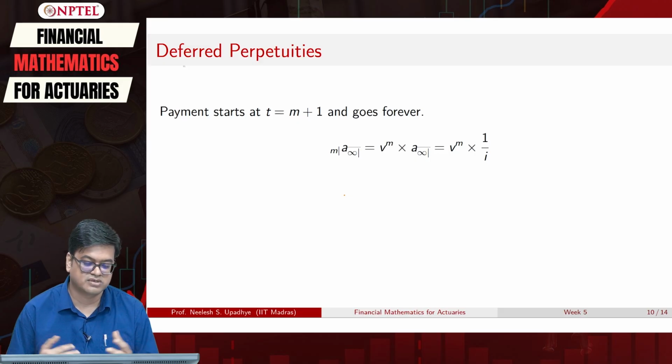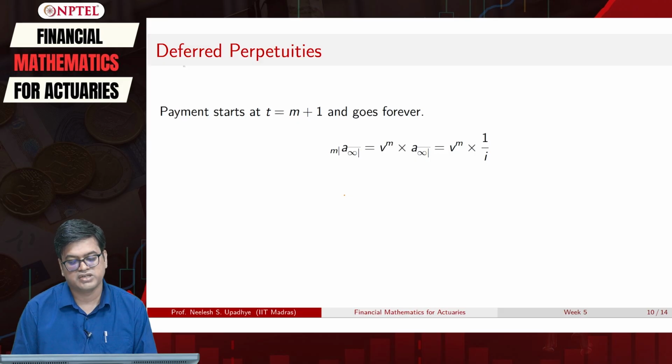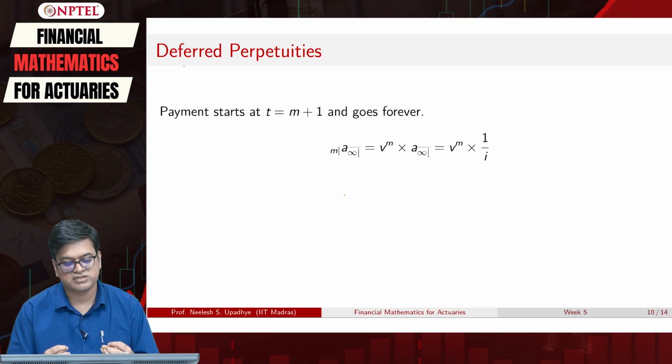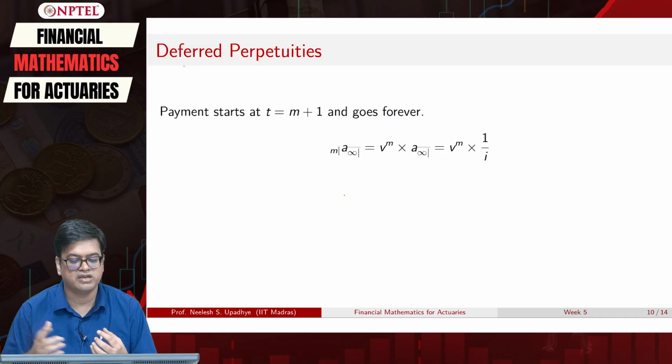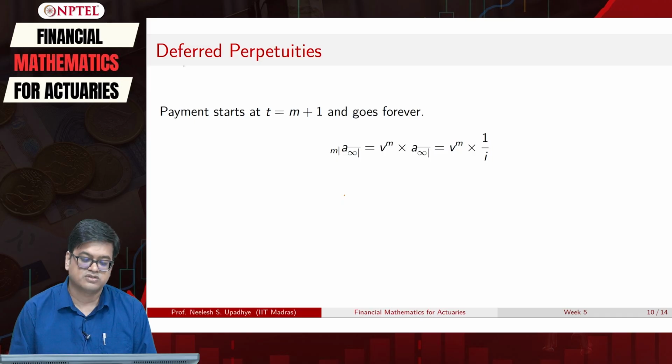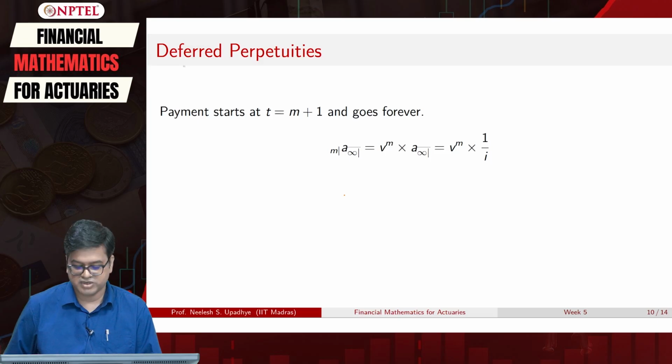There is no mathematics involved here, it is an intuition. V raised to m into a n was my answer when n was finite. Now, this n is tending to infinity. So, v raised to m into a infinity is my answer. So, what is a infinity? We already know it is 1 by I. So, again this thing is 1 by I.